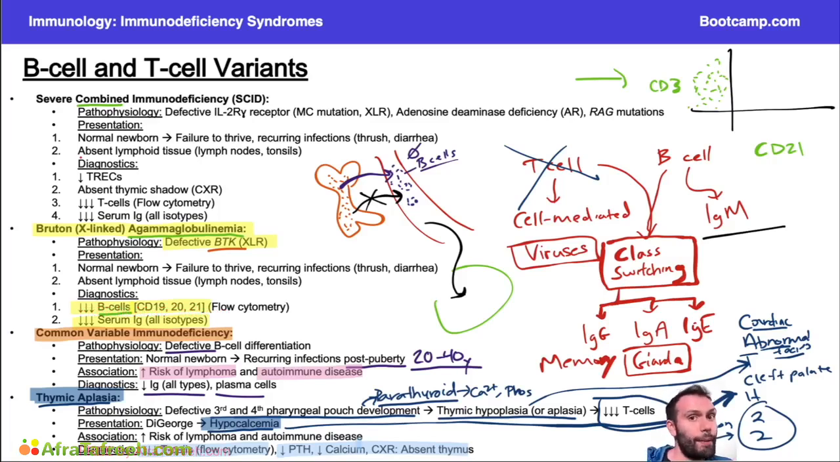Not classic for thymic aplasia. The B cells should be working in thymic aplasia, which helps differentiate it from Bruton's, common variable immunodeficiency, as well as some of the forms of SCID.